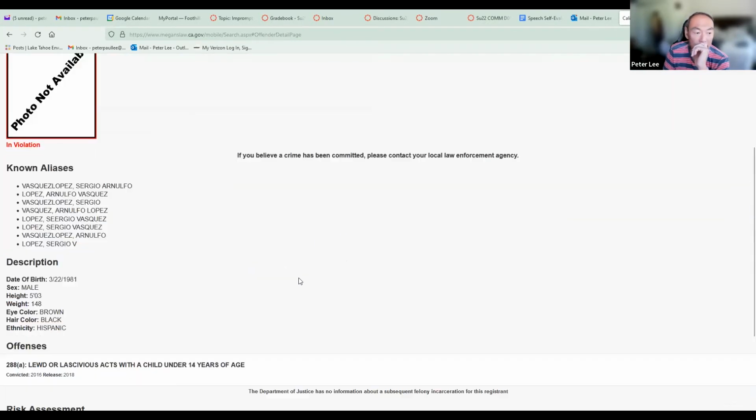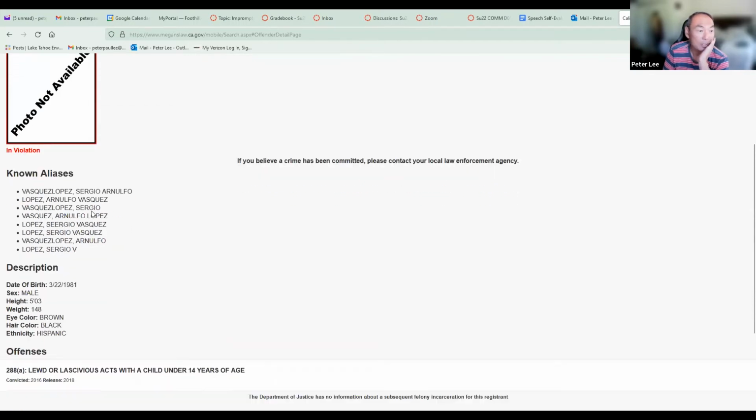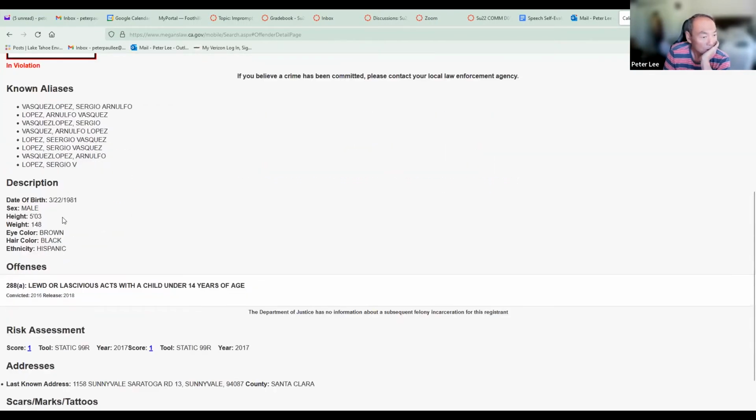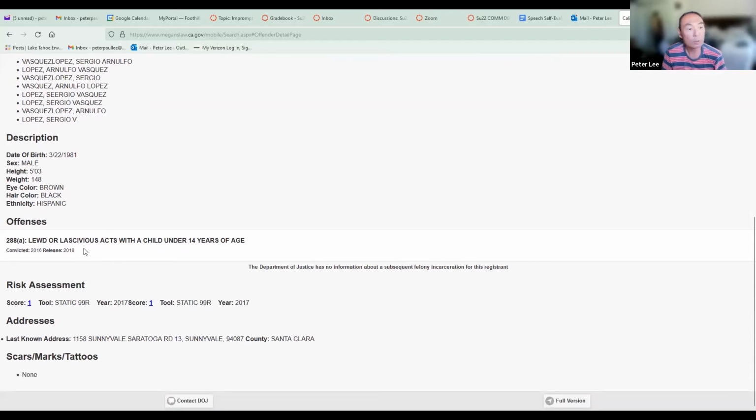And these are his known aliases, quite a few. He's Hispanic, black hair. He's guilty of lewd or lascivious acts with a child under 14 years of age. Yeah, this guy should burn, by the way. My personal opinion about that. Risk assessment is a score of 1. Happened in 2017, so 5 years ago.